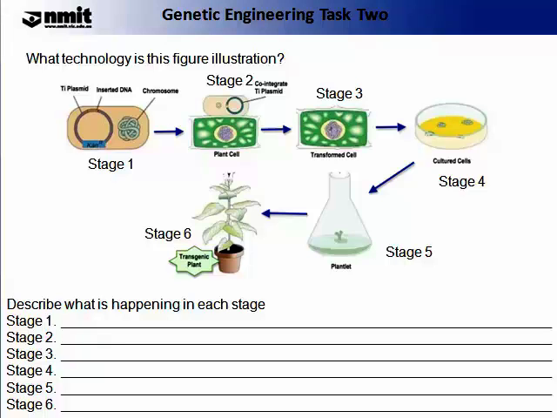For task number 2 on genetic engineering, you may have to refer to some previous lectures and/or YouTube videos. Please look at the figure on the slide. What is the technology illustrated in this figure? You will see from the slide that there are 6 stages. Please describe each stage. You can obtain an electronic version of this on Moodle and you are able to enter your answers electronically here.